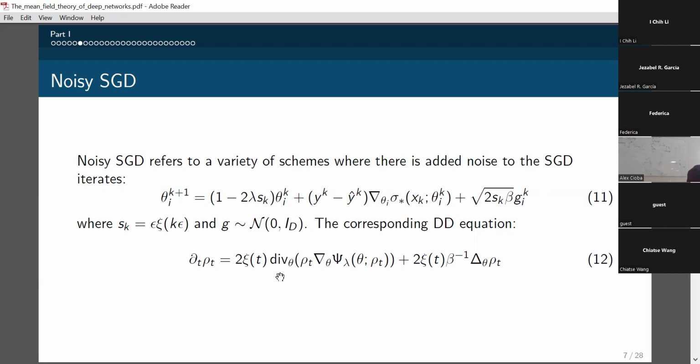Okay, I see. So it's for very particular setups of the SGD and also particular shapes of the neural network that you have this global convergence result, but it's not available in general.